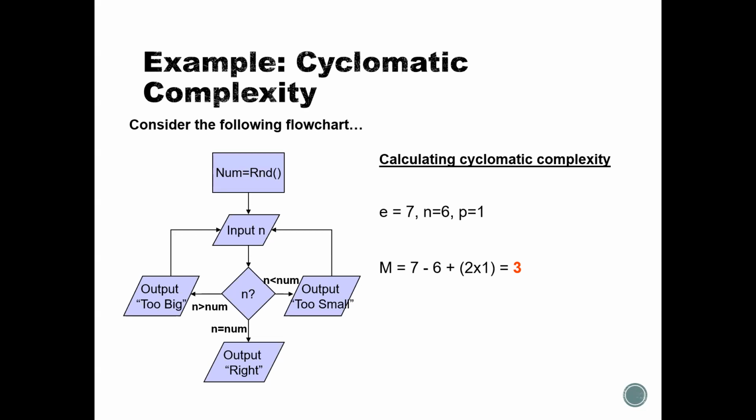Normally you will see the P value is 1 because we do this analysis on one component itself. Then you can calculate the cyclomatic complexity, E minus N plus 2 multiplied by P, which gives 3. Again, if you are getting a very low cyclomatic complexity value, it means the overall complexity of the software is low. If it is very high, it means the complexity of the overall software is going to be high.